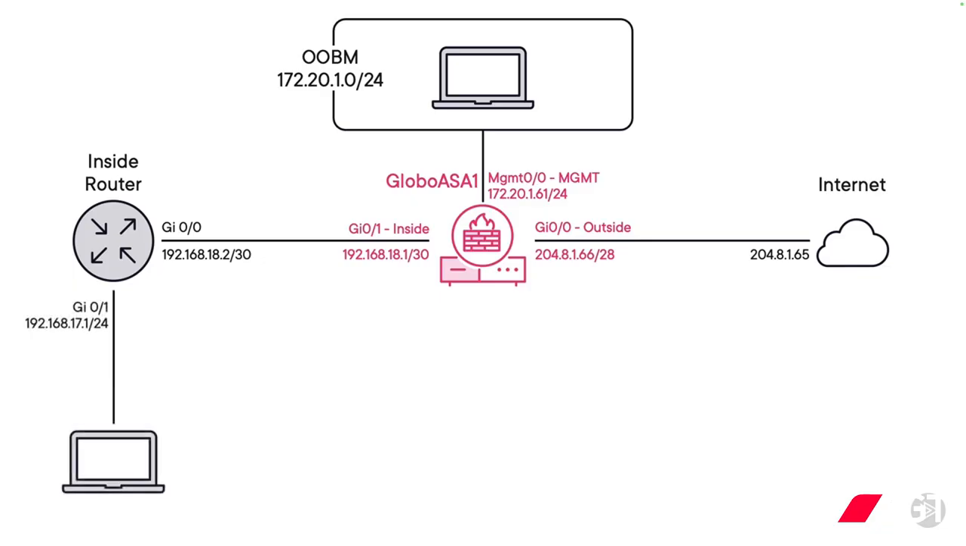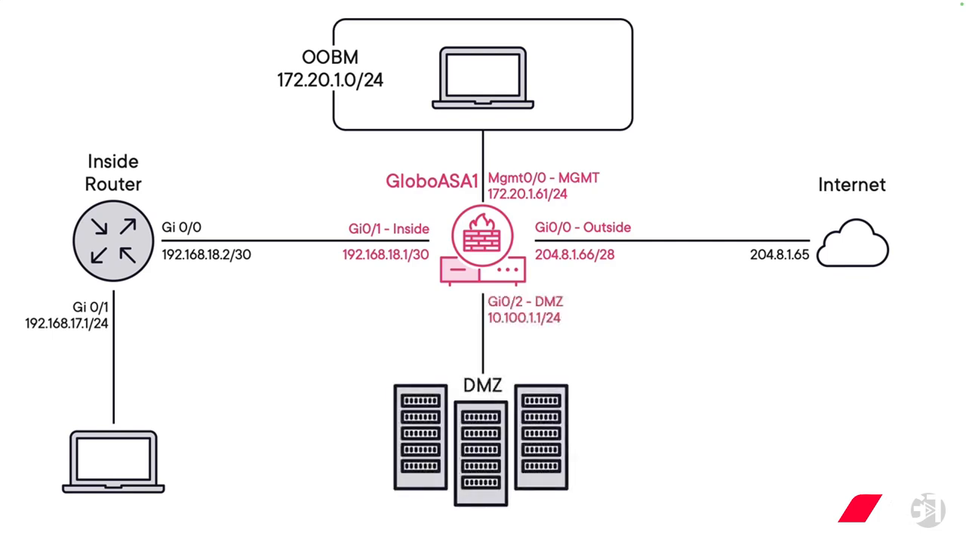And connected to interface 0/1 of the inside router is the user subnet, which is 192.168.17.0/24. Finally, Gigabit Ethernet 0/2 will connect to the DMZ network. The IP address on the ASA will be 10.100.1.1/24, and the name of this interface will be DMZ.